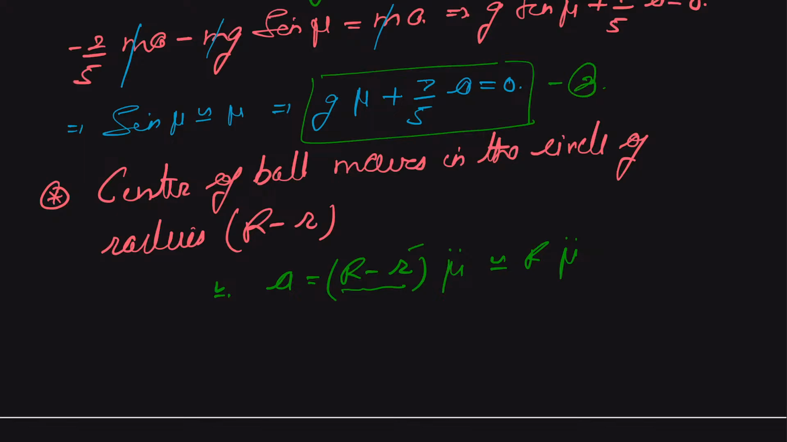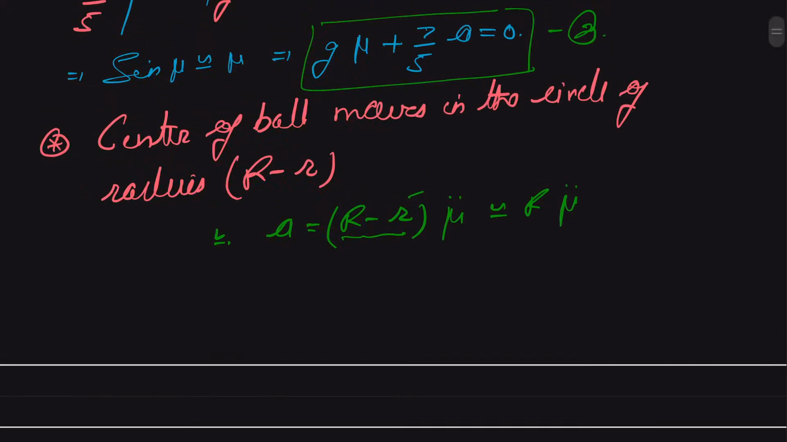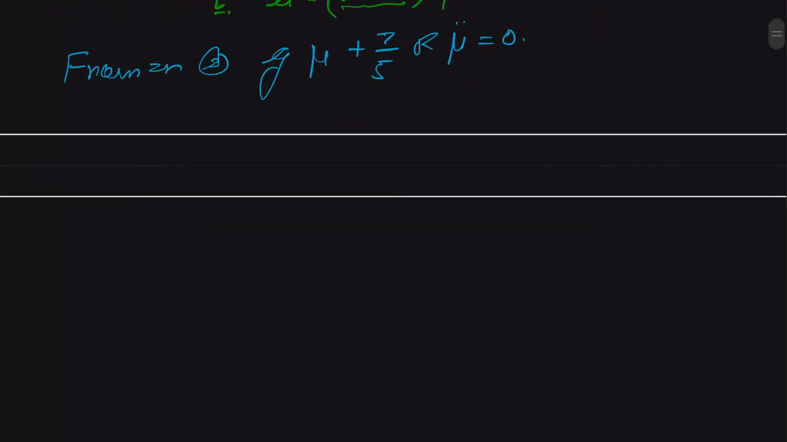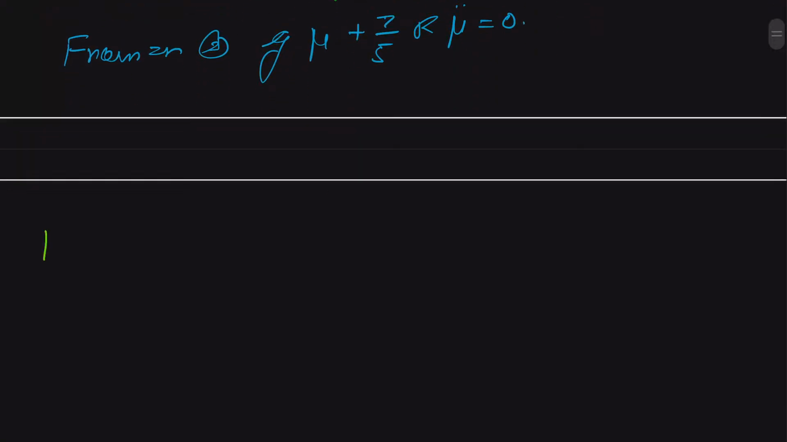So in this equation we are going to substitute the value of our a. From equation 2, we get g mu plus 7 by 5 r mu double derivative is equal to 0. Now it is almost done, and we can write it in the standard form of the equation of SHM, which gives us the double derivative of our angle plus 5 by 7 times g upon r mu is equal to 0, and this is our standard equation of SHM.